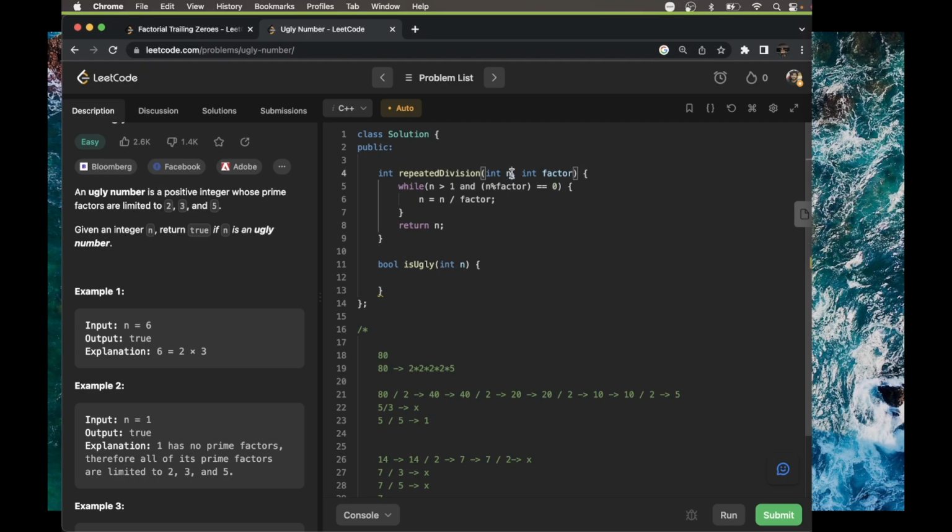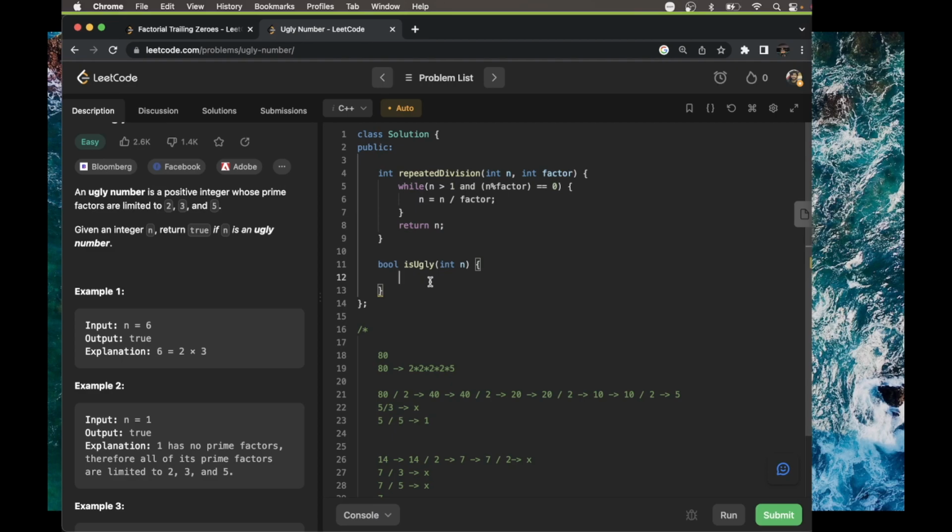So see what it will do. Let's say I pass the value of n as 14 and the factor as 2. So it will do, is 14 greater than 1? Yes. Is 14 mod 2 equals to 0? Yes. So what it will do, n is equals to 14 by 2. What is 14 by 2? 7. Then is 7 greater than 1? Yes. Is 7 divisible by 2? No. So you just return 7. That's what we are going to do.